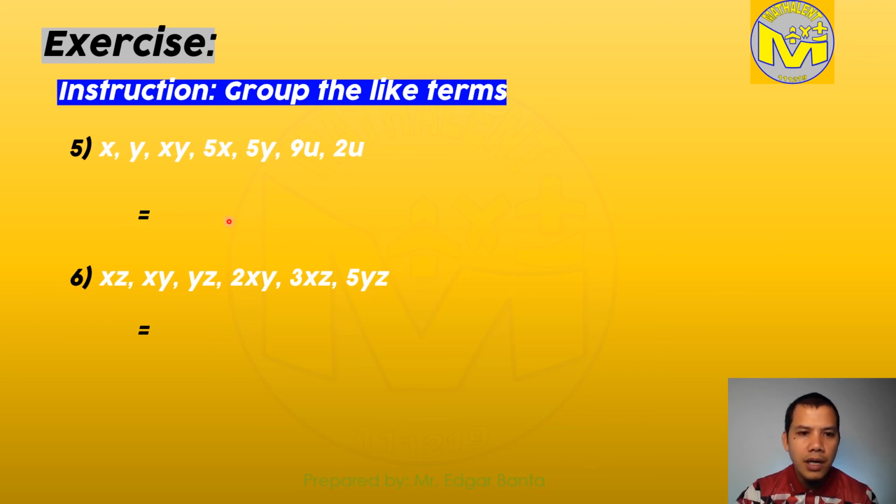I'm sorry, I told you it's only 2, but we have 3 groups. The group of xy, the group of xz, and the group of yz. That's it. That is all for today.